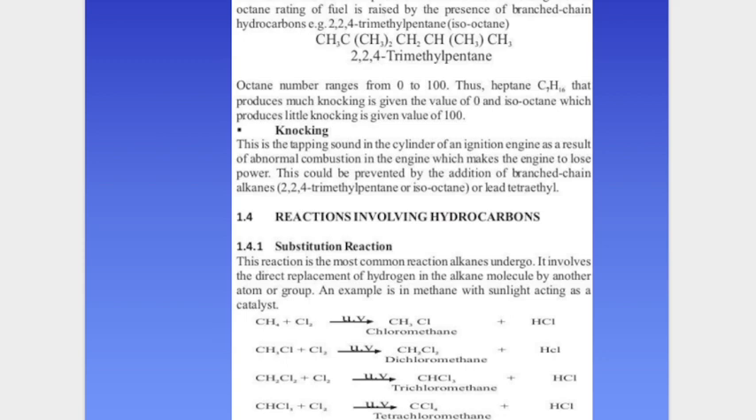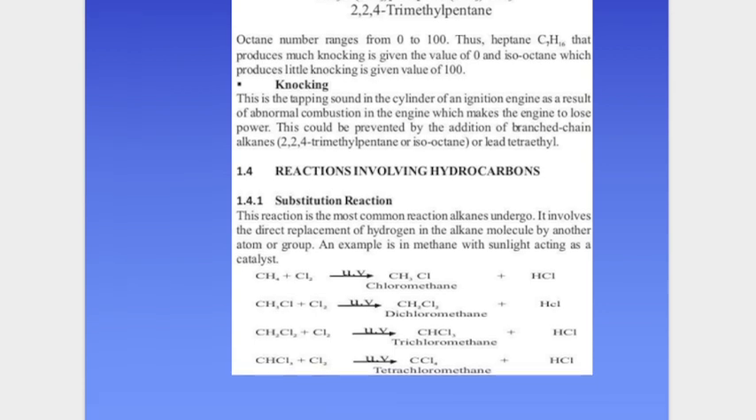Now, let's get into the different reactions involving hydrocarbons. The first reaction we're going to consider is the substitution reaction. This reaction is the most common reaction alkanes undergo. It involves direct replacement of hydrogen in the alkane molecule by another atom or group of atoms. An example is in methane, with sunlight acting as a catalyst. So if you noticed, here we have four hydrogen atoms.